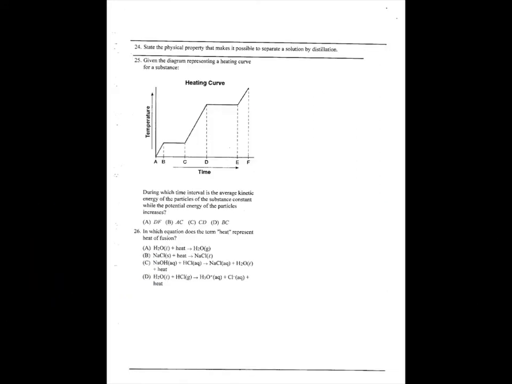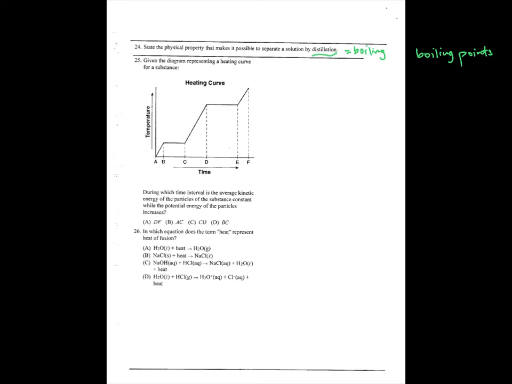Number 24, state the physical property that makes it possible to separate a solution by distillation. So distillation is basically the same as boiling. You're boiling substances, and it takes advantage of their different boiling points. So for number 24, it's boiling points. Because if you imagine 2 substances, salt and water, imagine if they had the same boiling points and you reach that same temperature. Both of them are going to disappear together. But if they had different boiling points, one of them is going to disappear first and you're left with the other one. That's why it works.